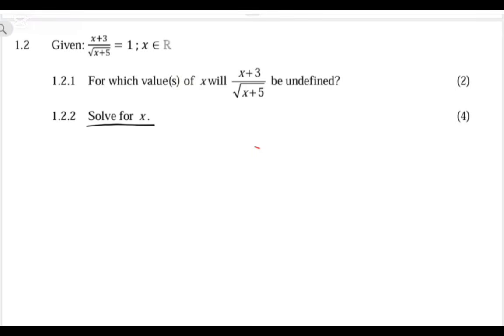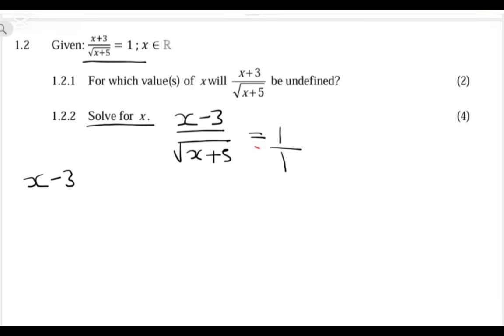The next one, they say solve for x. So let me just rewrite this quickly. To solve for x, I'm just going to cross multiply this. You can make this a fraction, and then this multiplied by this, we're going to have x minus 3, which is equal to the square root of x plus 5. We just cross multiply them. And the next thing here, we're just going to square both sides. So I'm going to square this side and also square this side.